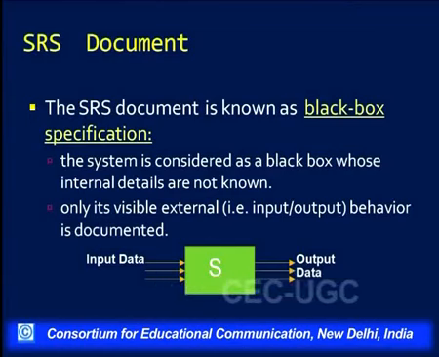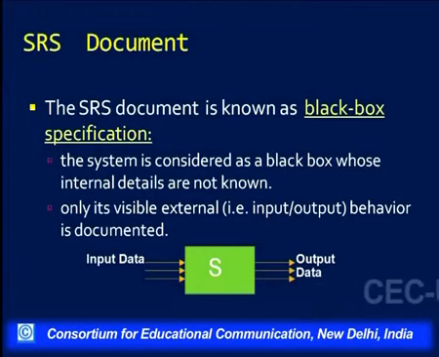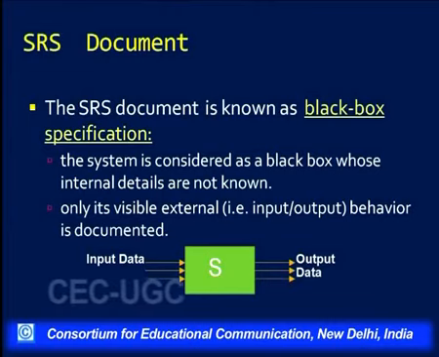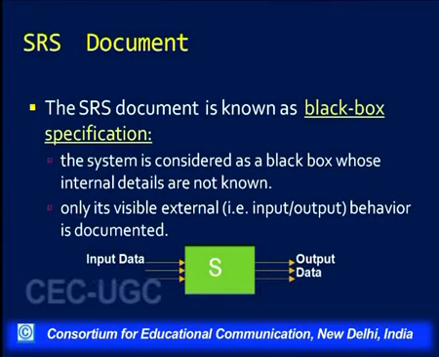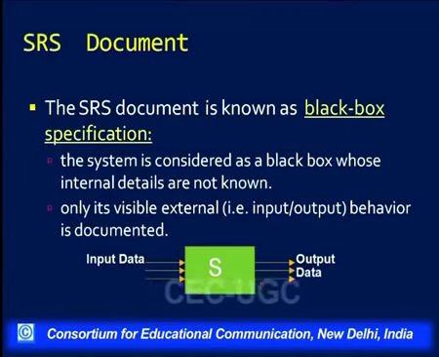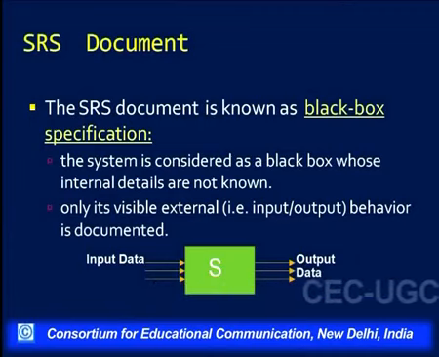So basically a software requirement document is a black box, because it only specifies the external boundaries or the external behavior of the system, and it does not talk about the internal details. As I already said, it is only going to talk about what the input data and the output data are. It does not discuss the algorithms, how the input is going to be converted into the output. So it is very visible, and the behavior is documented.